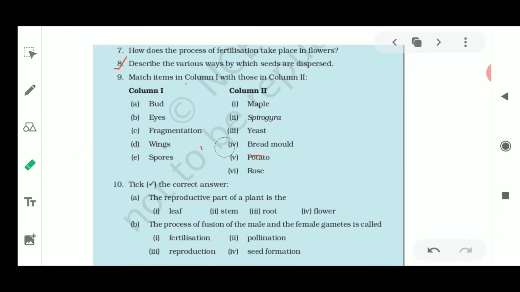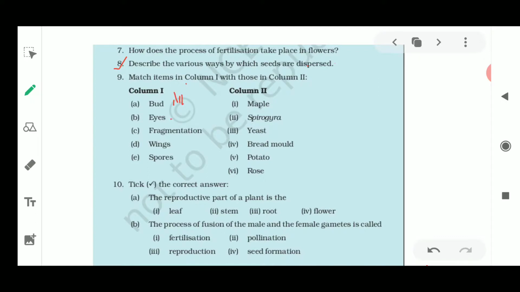Okay, so we need to see the different options which are given already, and then we will find out the best part. So bud will be attached. You are going to join it with the column number, that is fifth. This is third.